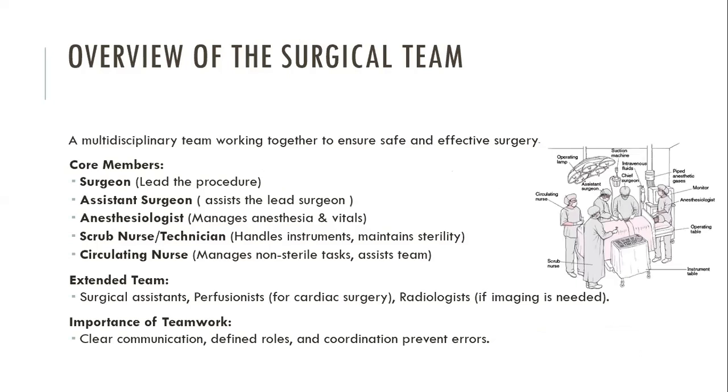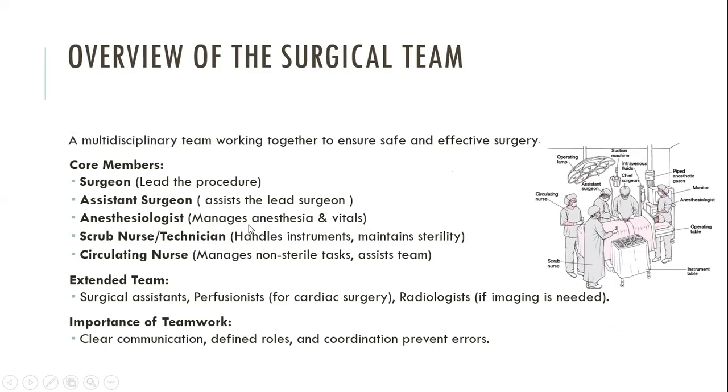Now, what is surgical team structure and their roles? Now, overview of the surgical team. Basically, a surgical team is a multidisciplinary team working together to ensure safe and effective surgery. The core members, we all know a surgeon is the lead person. He leads all the procedure, and he has an assistant surgeon, which basically assists the lead surgeon.